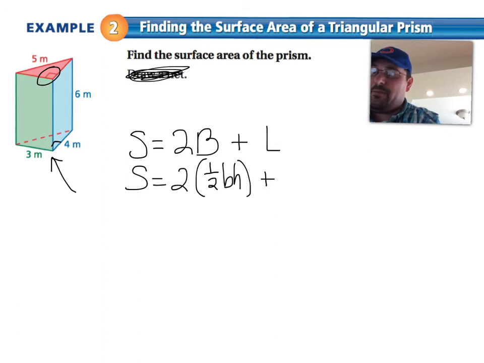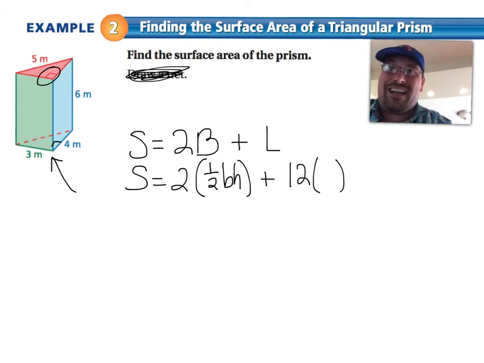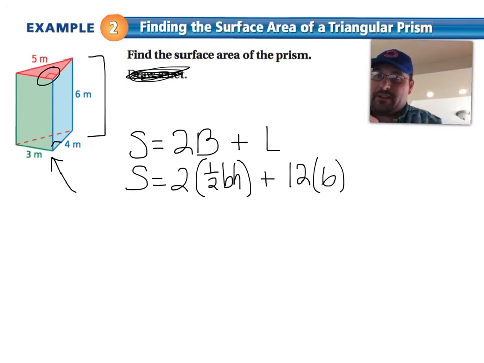So what's the perimeter of the base? 3, 4, 5. 3 plus 4 is 7, plus 5 is 12. So the perimeter of the base is 12, multiplied by the height of the prism. The height of the prism is this piece right here. What connects the 2 bases? So it's 12 times 6.